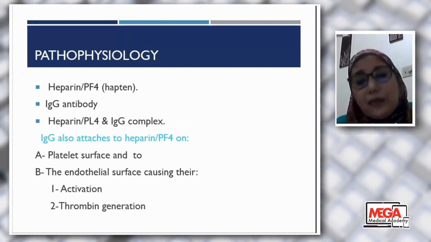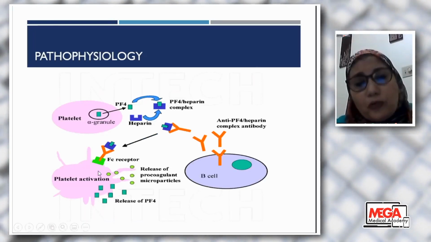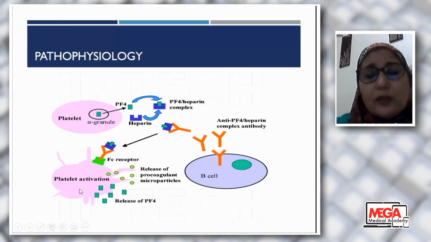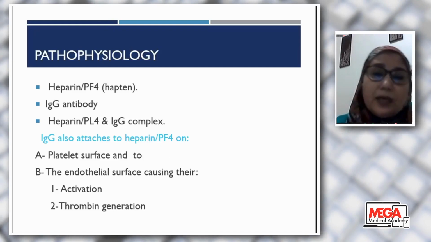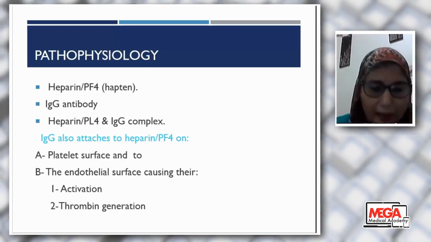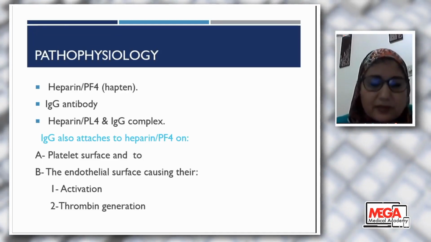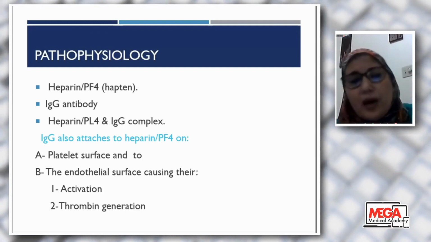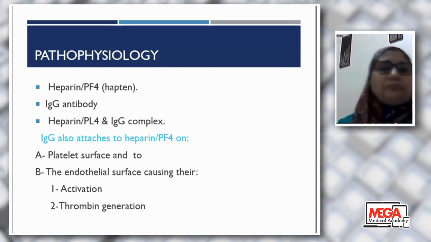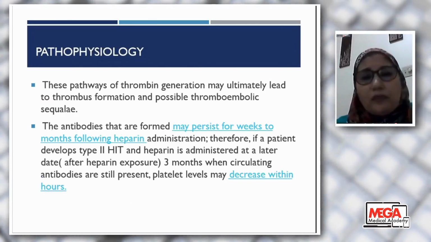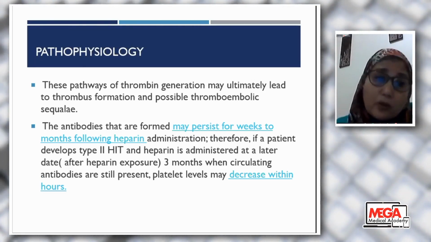This is the pathophysiology. This complex attaches both to the platelets and to the endothelial surface of the blood vessels. The end result is activation of the platelets, which stimulate the coagulation cascade, ending by thrombin generation. Thrombin means thrombus, okay? This pathway of thrombin generation may ultimately lead to thrombus formation and possible thromboembolic sequelae.